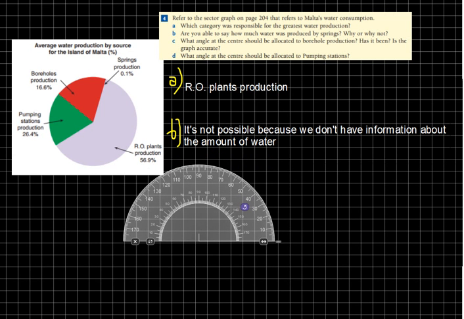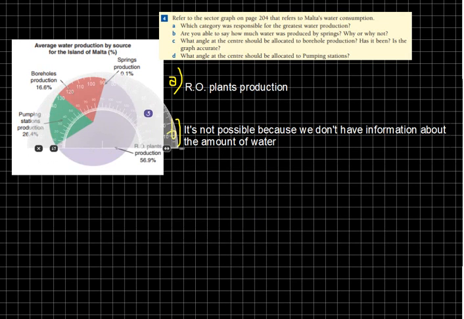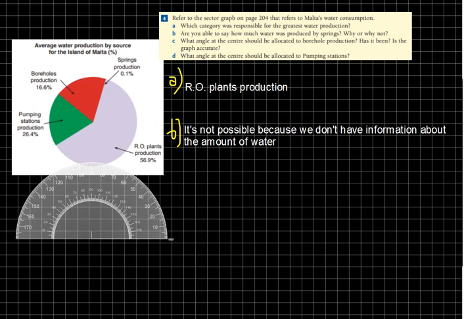Alright, so here it says that boreholes production is responsible for 16.6% of the water production on the island of Malta. So what we must see is if that angle is correct. So how can we do that?